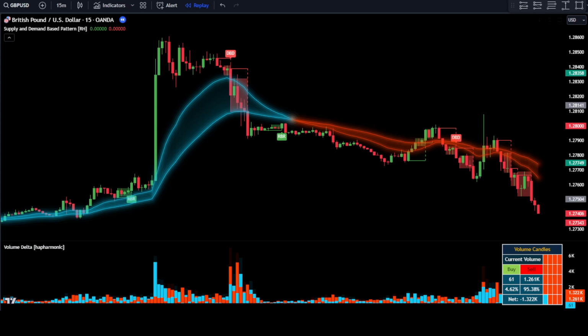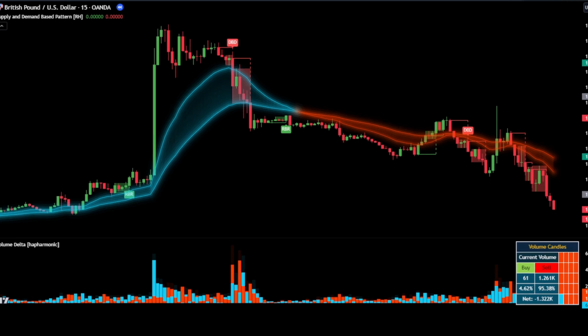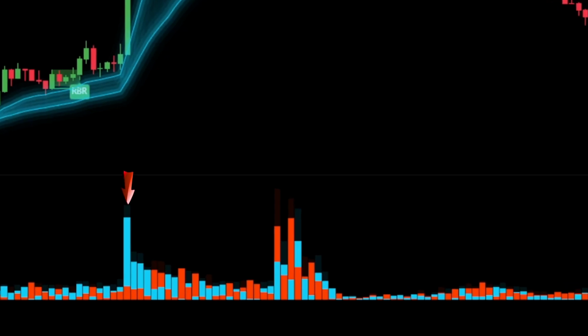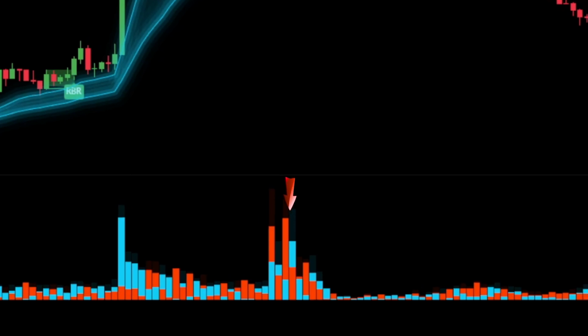This Volume Delta indicator is quite unique, because this indicator will guide you to see the trend as well as provide information about the volume in the market. If the EMA color is navy, it indicates a bullish trend, while if the EMA color is red, it indicates a bearish trend. To see the volume, you can look at the bars in the oscillator section. If the bars are predominantly navy, it indicates bullish volume. If the bars are predominantly red, it indicates bearish volume.